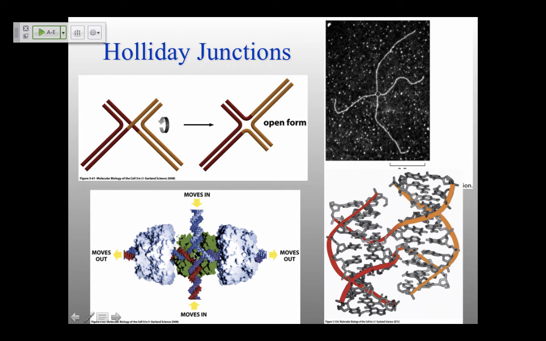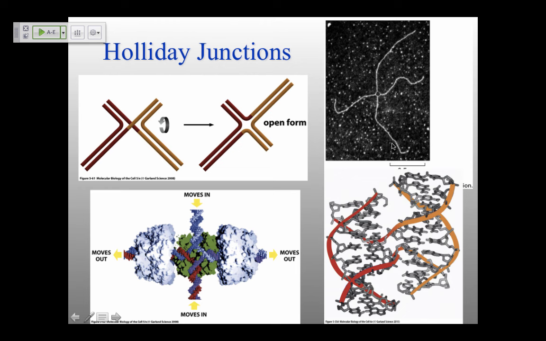And what that means is once you've got one of these Holliday junctions, if you're breaking a base pair, you're going to be forming a base pair. And what happens with these Holliday junctions is they can move. They can move back and forth along the DNA, which turns out to be really important for gene conversion that we'll talk about in just a second.